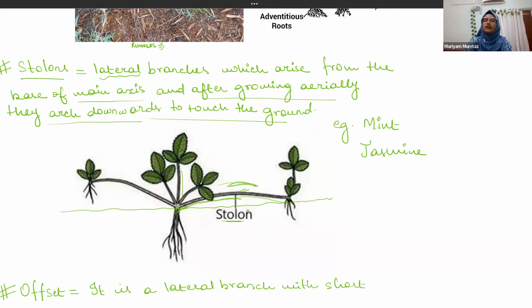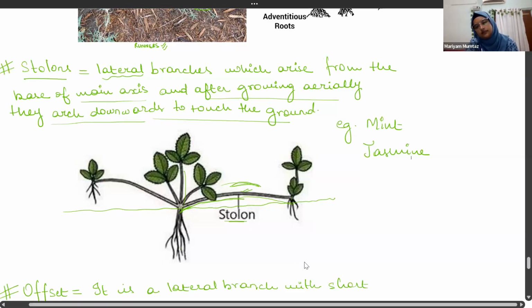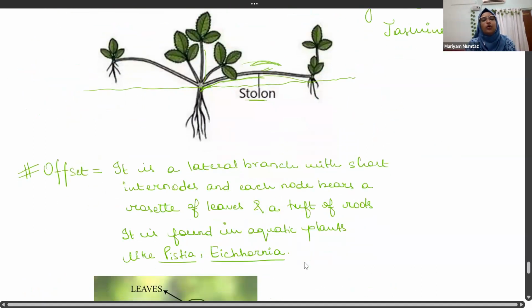And stolons are also a modification of stem, in which the stem grows aerially and then touches the ground after forming an arc. Clear? Yes. Is it clear? Yes. Okay. Any doubts? No. All right.